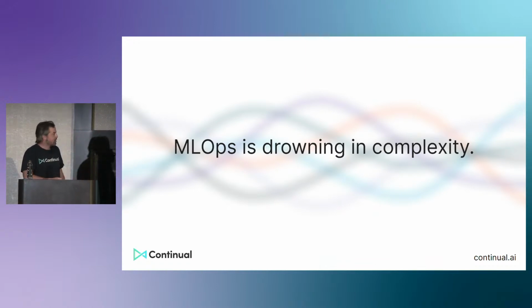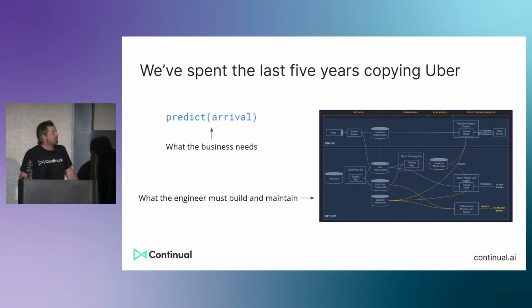Well, over the last 5 years, I would say the MLOps ecosystem, and probably a lot of you will feel like this is actually what you're doing internal to your company, have spent basically 5 years copying Uber. So Uber, a number of years ago, released an awesome blog post on their machine learning operations stack, and they said, look, we're doing things like arrival time prediction, right? So we have a business objective that's to predict arrival time. That's what the business needs.